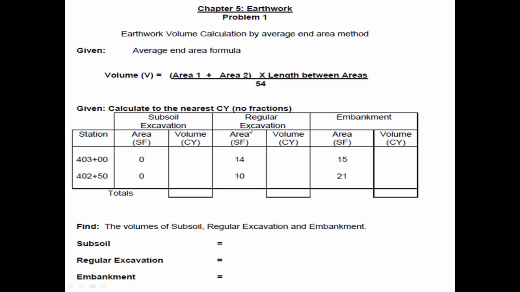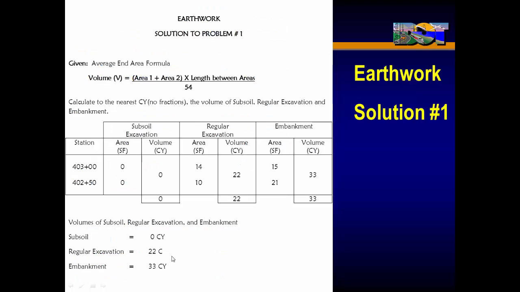divided by 54 to give us our regular excavation for that quantity. Regular excavation, remember, is everything above the template to the bottom of the template. Subsoil excavation is below the template, and embankment is everything that is required to reach the template. Always remember that embankment plus subsoil is going to equal your total embankment quantity. Some designers may have it different, but for this problem we're going to look at subsoil, regular excavation, and embankment. So let's move on to our solution for this.